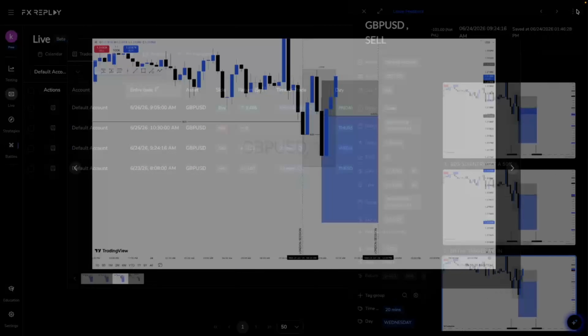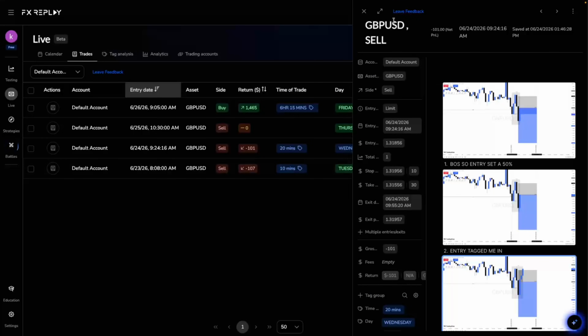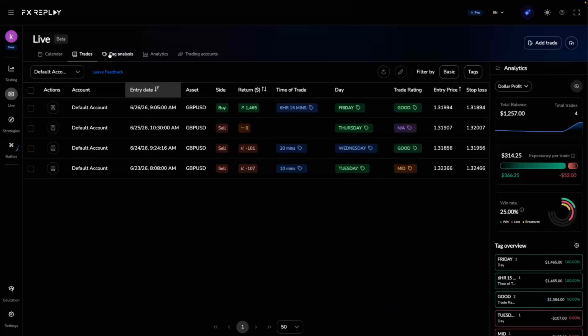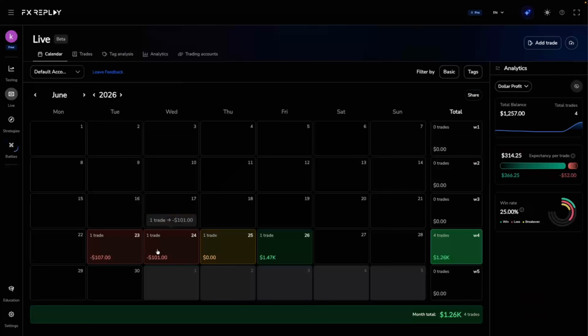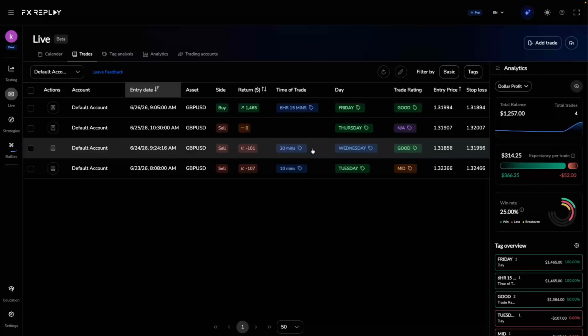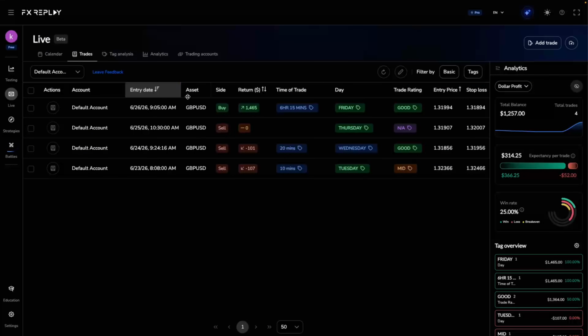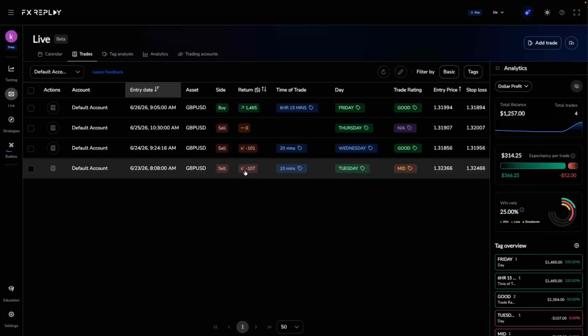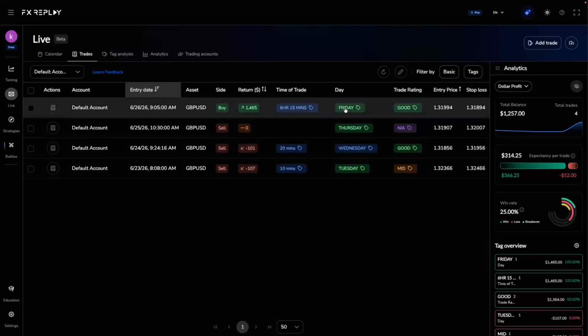So yeah, 2 losses this week, 1 win. So if it was all the same account, I would have lost 2% and then gained 3, so I'd be up 1% for this week, which isn't that bad.